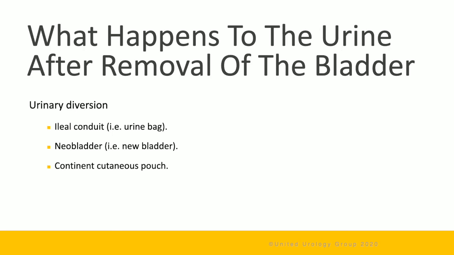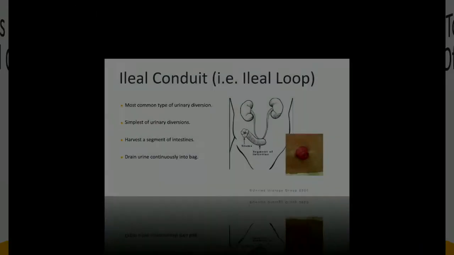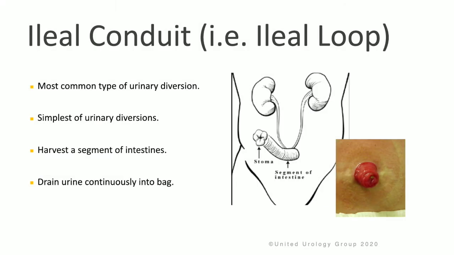After the bladder is removed, patients require urinary diversion with either an ileal conduit, the creation of a neobladder, or a continent cutaneous pouch. The ileal conduit or the ileal loop is the most common type of urinary diversion. It's also the simplest of diversions. Surgeons will harvest a segment of intestine, and the urine will drain continuously into a bag.